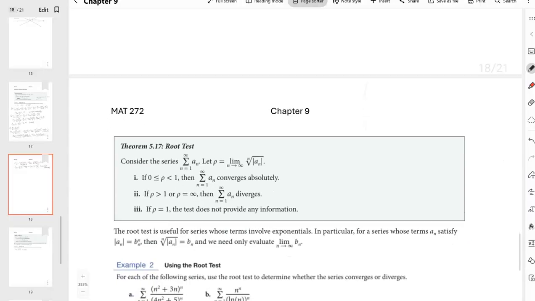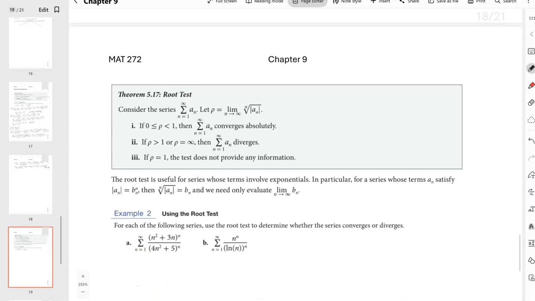Now let's look at the root test. So we're going to consider the series from n equals 1 to infinity of a sub n, and we're going to let rho equal the limit as n goes to infinity of the nth root of the absolute value of a sub n. If that limit is between 0 and 1, not including 1 but including 0, then it converges absolutely. If we get a value bigger than 1 or it just goes to infinity, then we say that that sum is going to diverge. And if we get 1, this test is inconclusive and we've got to try something else.